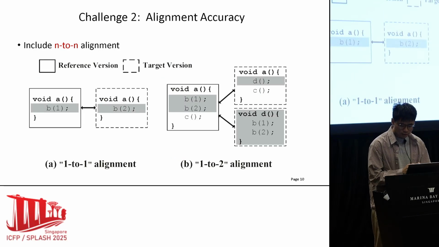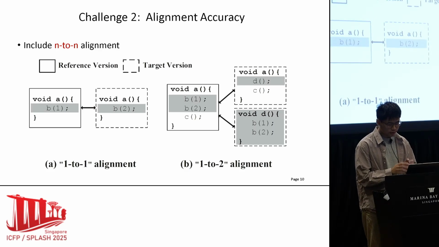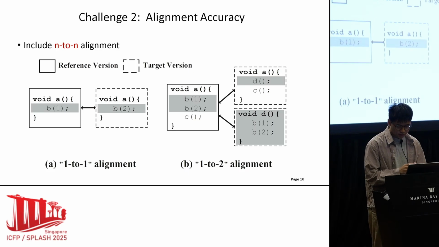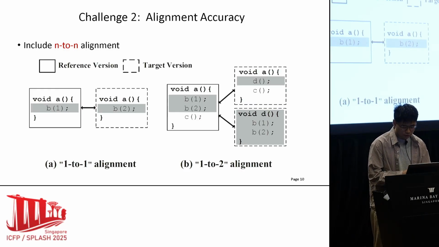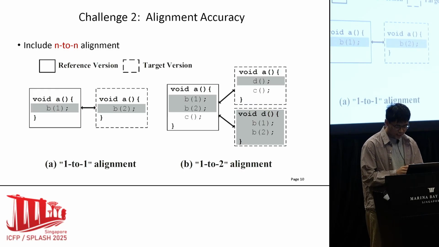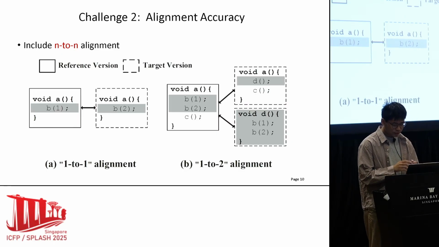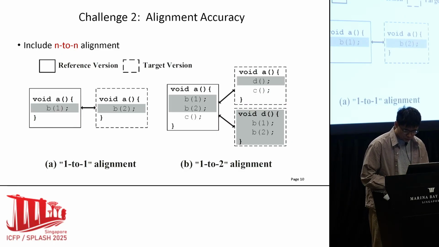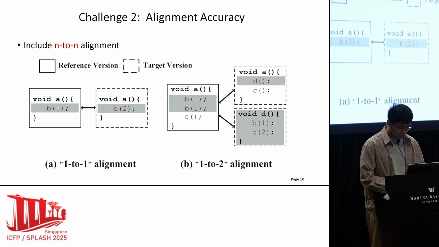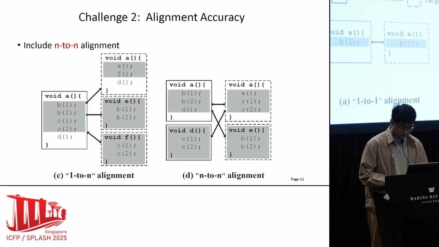Additionally, none of these existing works effectively handle end-to-end alignment, which occurs when the developer refactors the code. These figures show the cases of end-to-end alignment. Specifically, figure B shows a 1-to-2 alignment. In the old version, A calls method B twice and method C, but in the newer version, A calls method D and method C. However, D calls B twice, so they do the same thing as method A in the old version. They should be aligned.